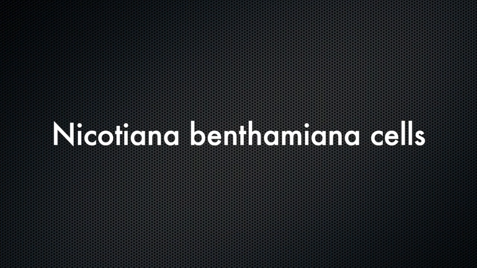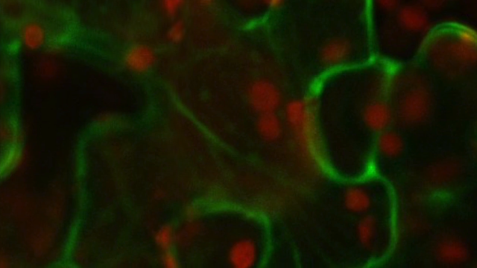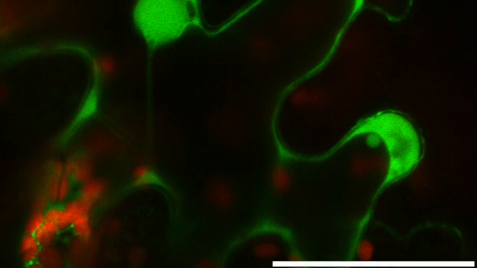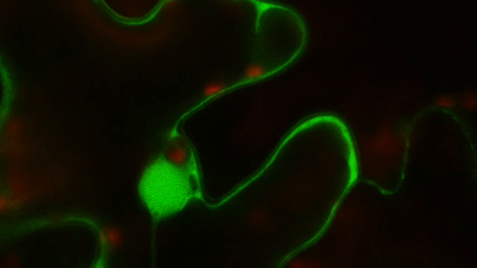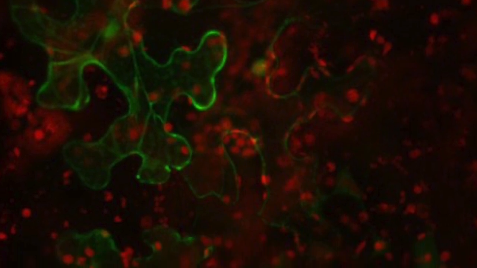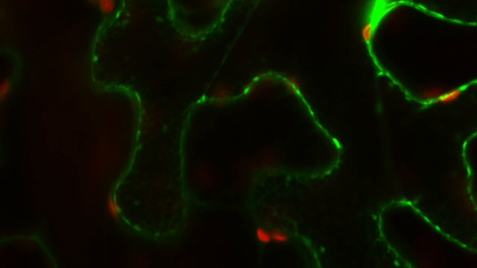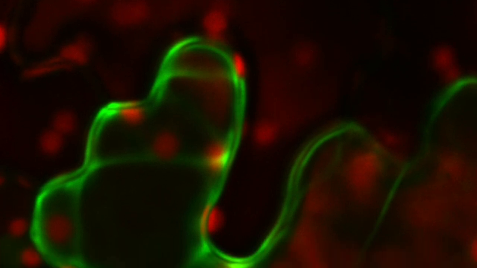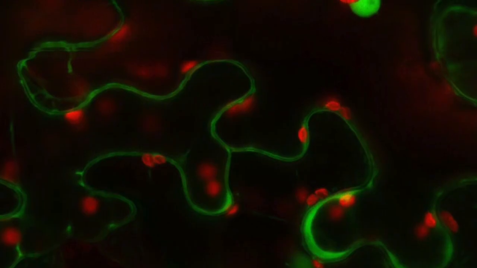Now, let's look at some Nicotiana benthamiana cells under the microscope. What we are seeing here is green fluorescent protein illuminating the cytoplasm of the plant cells. The red dots are chloroplasts. They have a lot of autofluorescence. The green fluorescence shows the green fluorescent protein localizes to the cytoplasm of the plant cells. You can see how the cytoplasm is in long strings going across the plant cells. It's a beautiful sight, almost like a galaxy in the deep space.